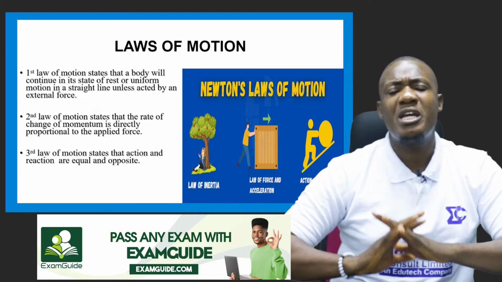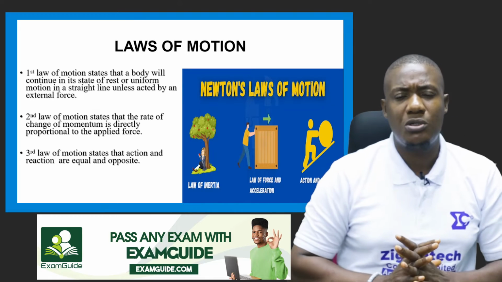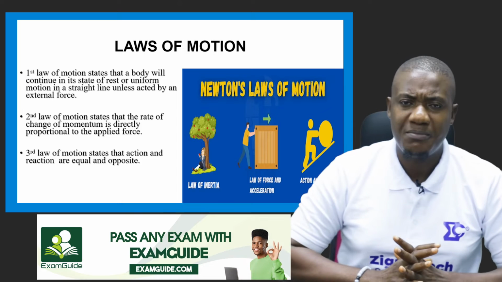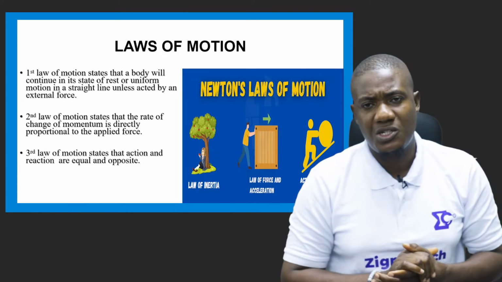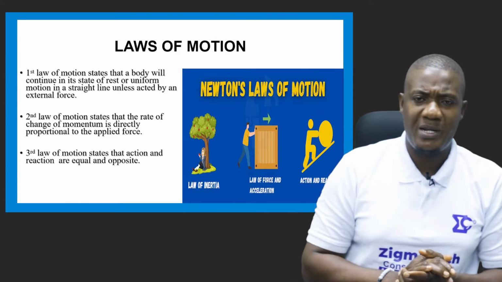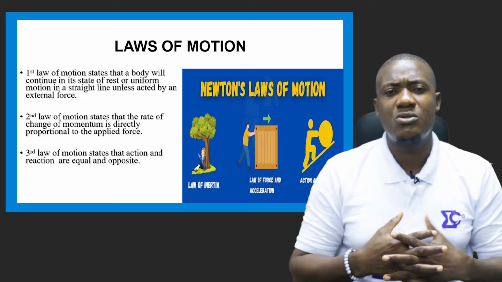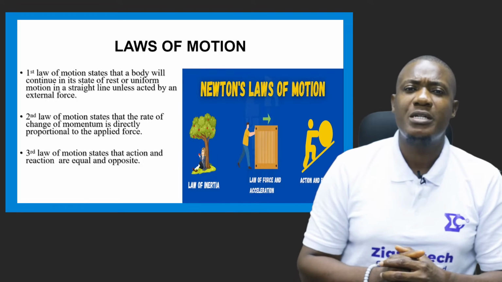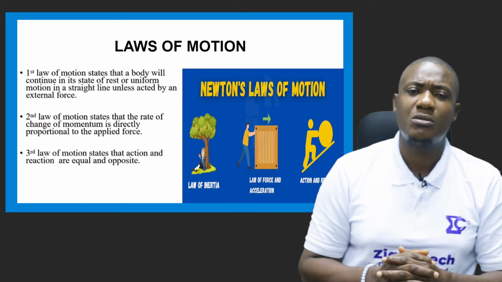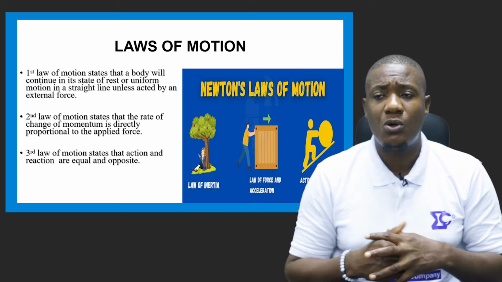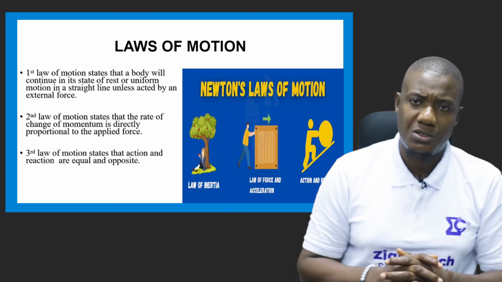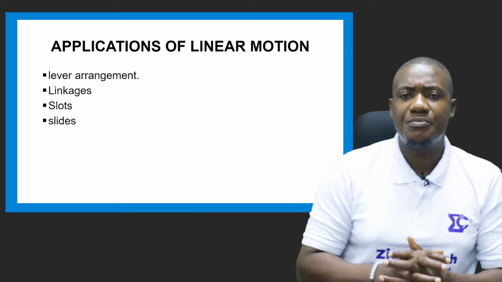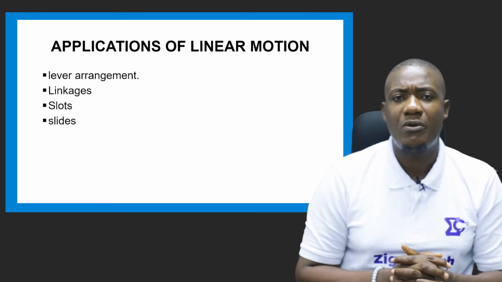All right, so those are the three laws that govern motion. Number 1, number 2, number 3. Please take note of them. The first law is called the law of inertia. The second law gives us the magnitude of the force that causes motion. Then the third law is Newton's third law of motion, which says that to every action there is equal and opposite reaction. Okay, so having said that, let's look at different applications of linear motion.